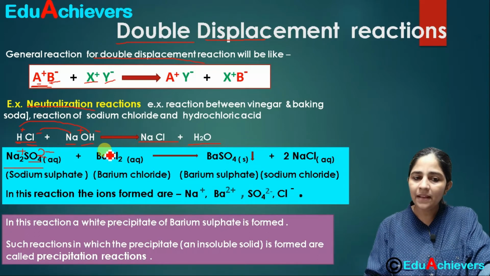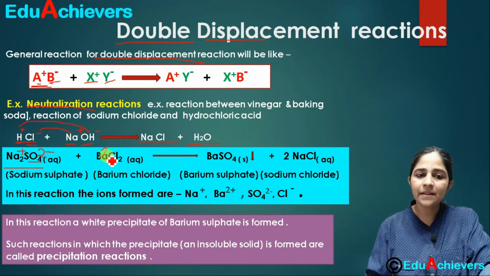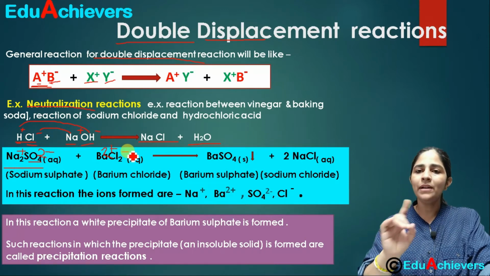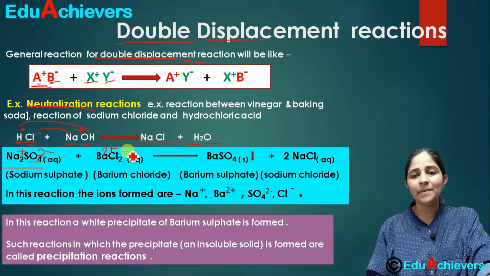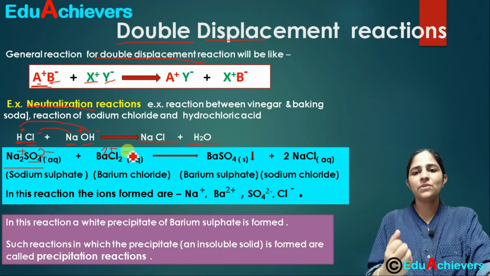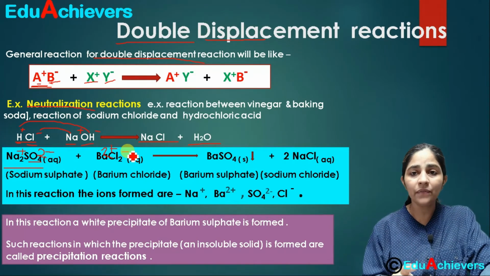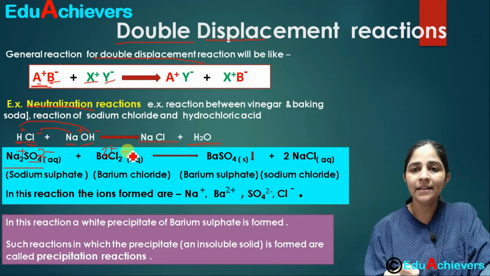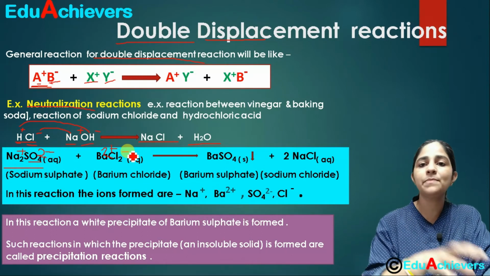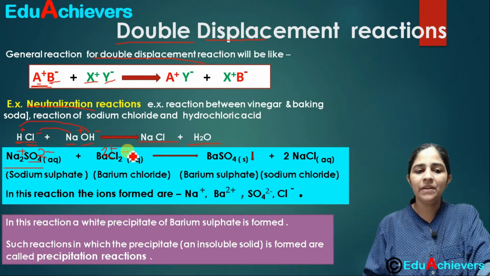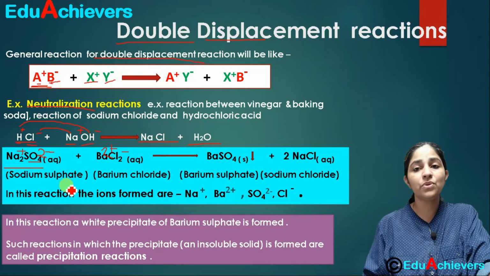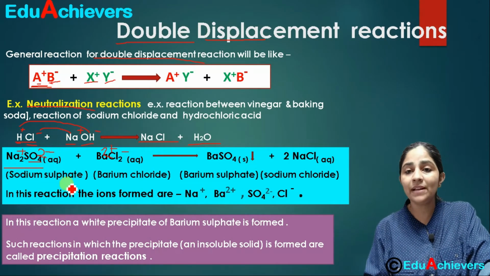Same here, barium has a 2 plus charge, and the chloride ion has only 1 negative charge. That means it needs to receive only 1 electron to attain a stable configuration. So remember the valency of the different ions so that you can form the formulas by yourself. Whenever we talk about sodium sulfate, you should know the valency of sodium and the valency of sulfate.